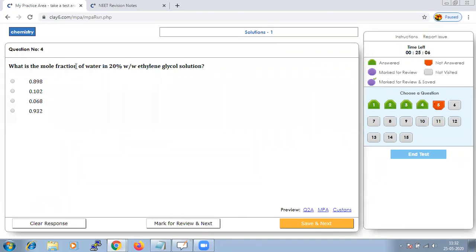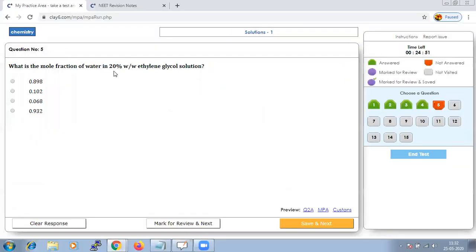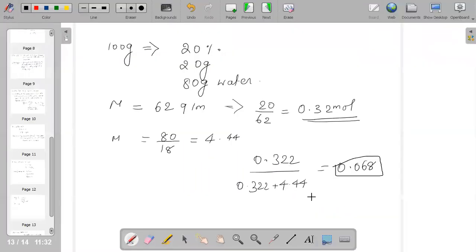Here, what is the mole fraction of water? Same format, same formula. The only thing is, what we have calculated is the mole fraction of ethylene glycol. But in this question, they have asked for the mole fraction of water. So if I try to subtract, that is 1 minus 0.068, you need not repeat the same process, and you can subtract 1 minus 0.068.